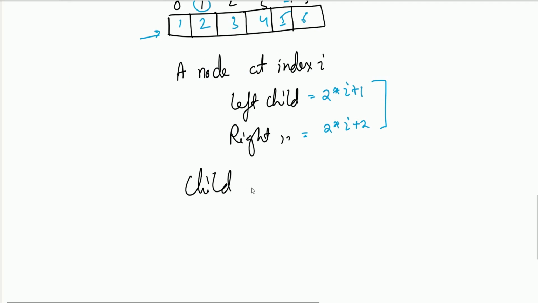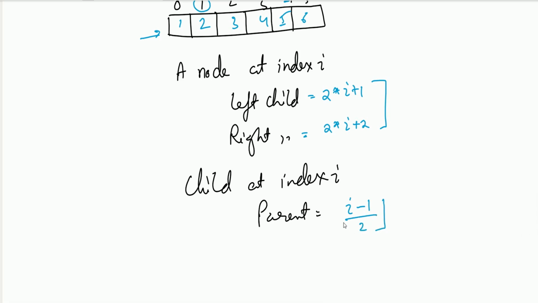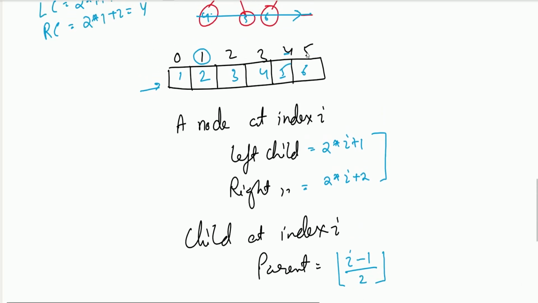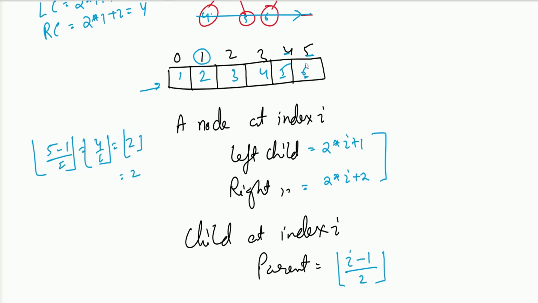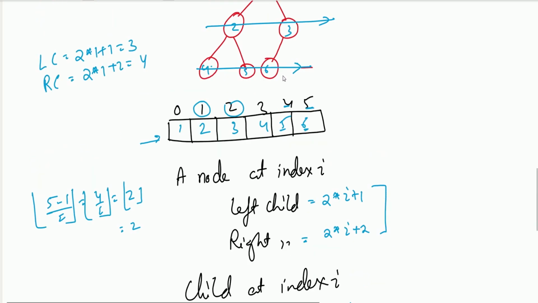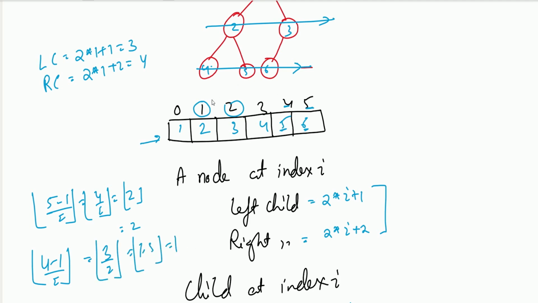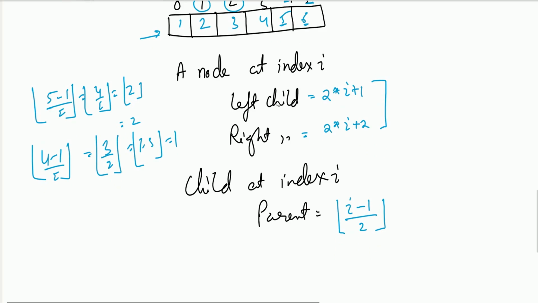Now if we have a child at index i, then the parent will be at the index floor of i minus 1 by 2. So if I want to find the parent of 6, 6 is at index 5. So 5 minus 1 by 2 floor is 4 by 2, floor is 2. So the parent of 6 is at index 2, which is correct because the parent of 6 is 3 and it is at index 2. If I want to find the parent of 5, it should be 4 minus 1 by 2 because 5 is at index 4. So it will be 3 by 2, 1.5, floor of that will be 1. So the parent of 5 should be at index 1, which is 2, and it is correct that the parent of 5 is 2. So these formulas are working, so we can use them.